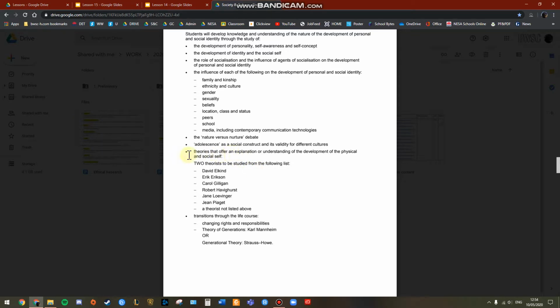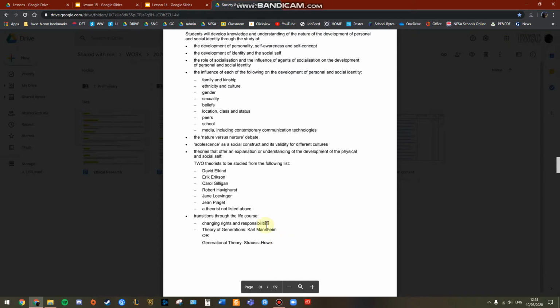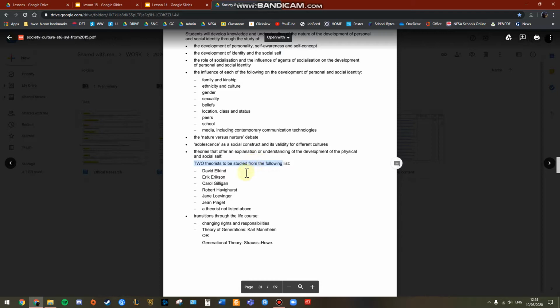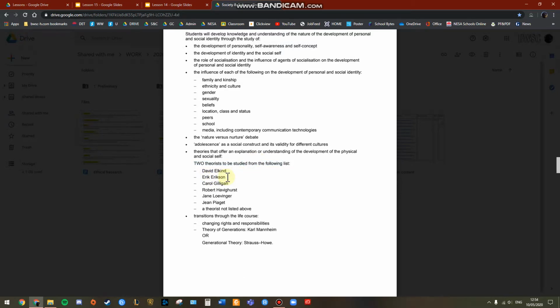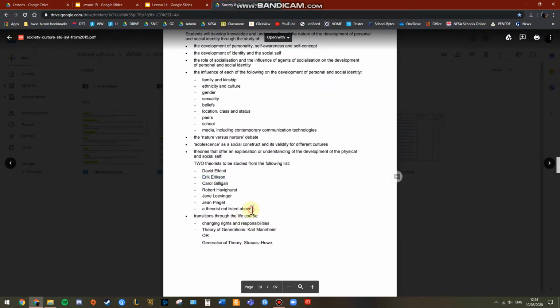So what we're going to look at today is, again, page 31 of our syllabus. We're still on this page. We've been there for quite a while. We're going to look at this dot point here: theories that offer an explanation or understanding of the development of the physical and social self. In a nutshell, we have to look at 2 theorists to be studied from the following list. We're only looking at one from this list, which is Erik Erikson. And then a theorist not listed above.